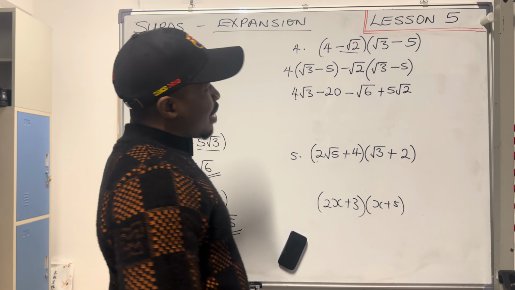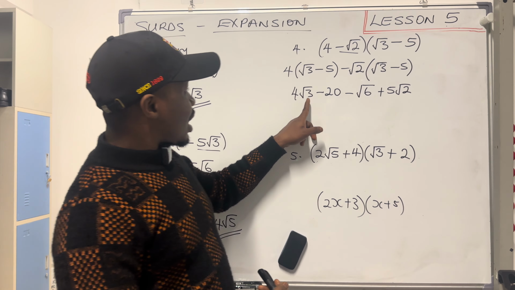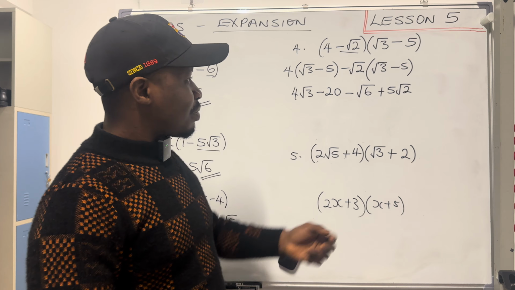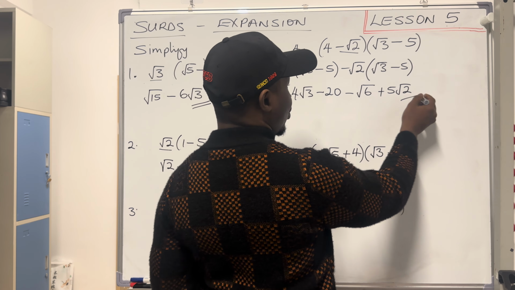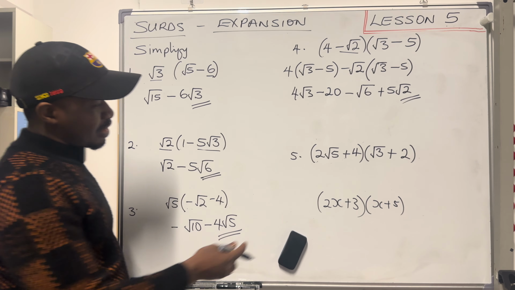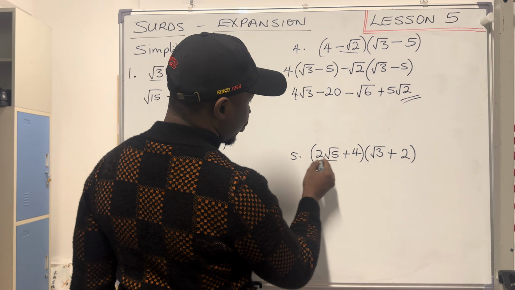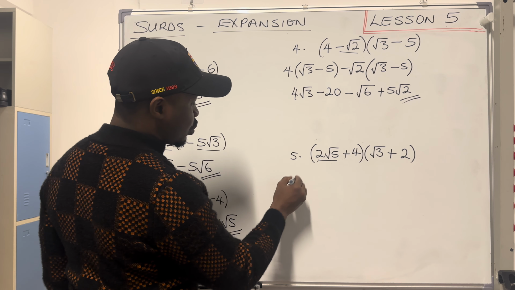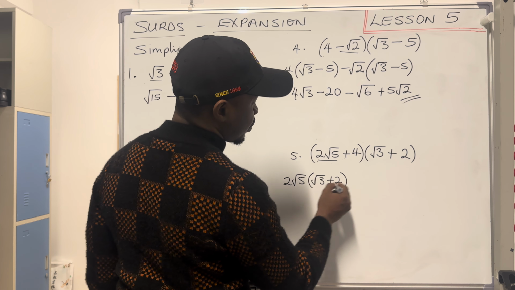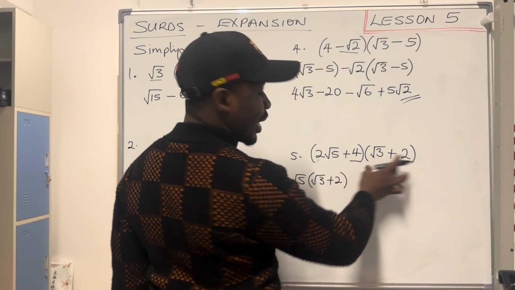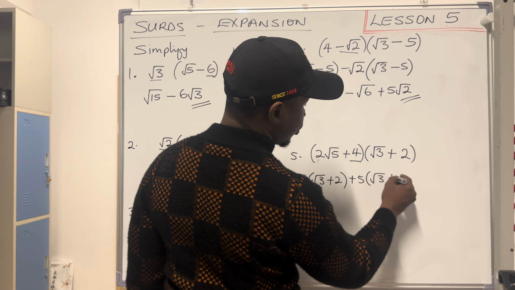All right. Do we have like terms here to collect? It's obvious that there are no like terms because here root 3, root 6, not the same. Root 2, root 6, not the same. Root 2, root 3, not the same. So this is all we have. That is it. So we come to this one again. This one multiplies this bracket. So we say 2 root 5 multiply root 3 plus 2. Now, this again has to multiply the same bracket. Plus 5 root 3 plus 2.